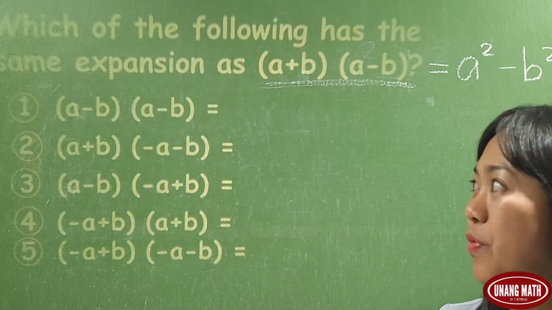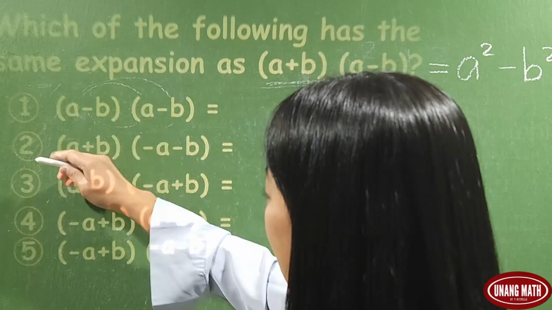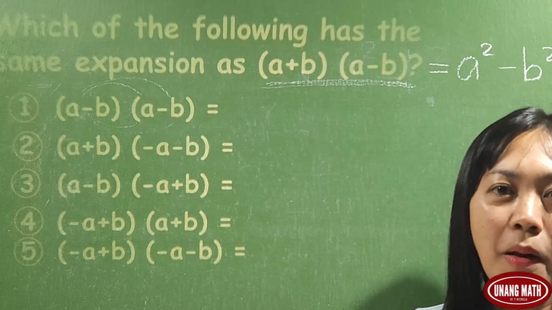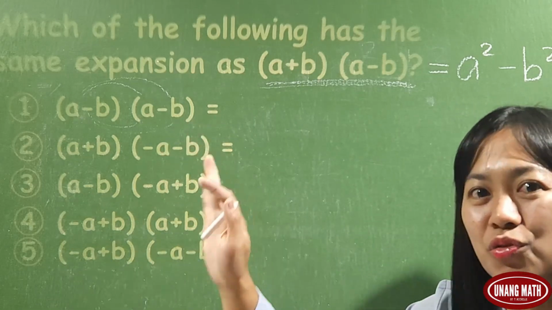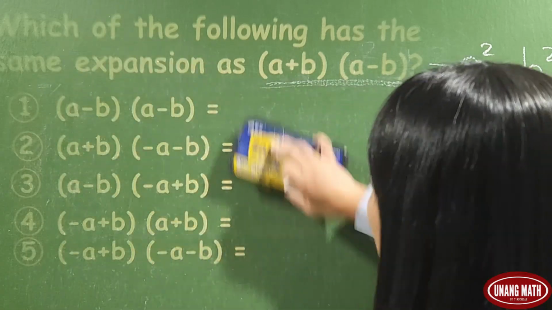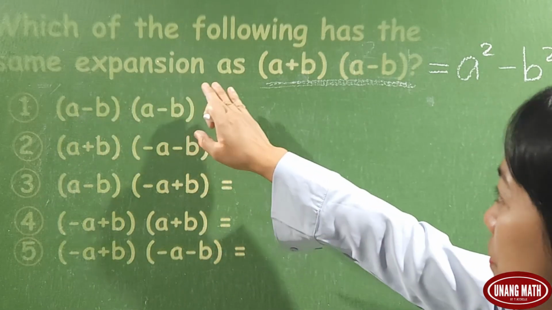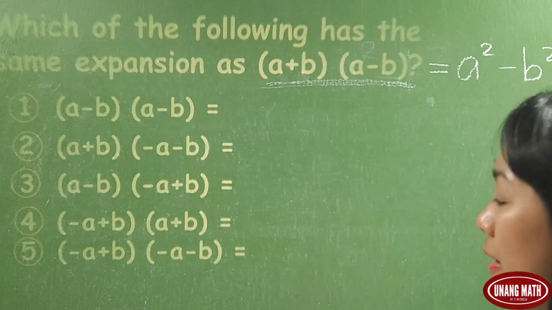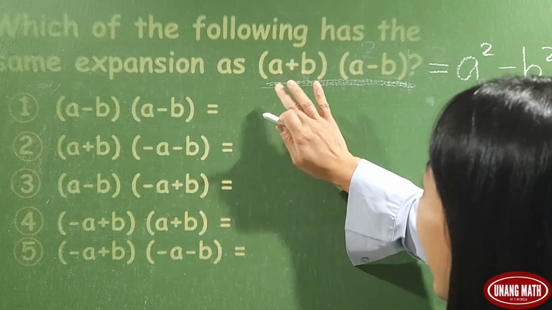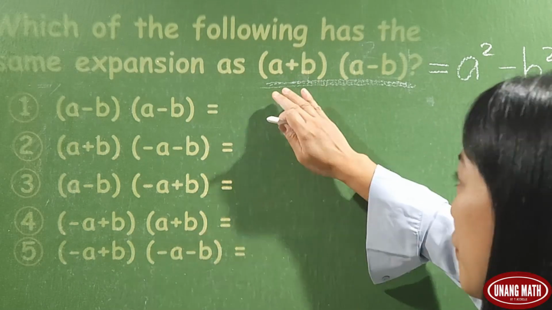So how are we going to do that? Are we going to use distributive property in each given? Okay, we are not going to use the distributive property because it's going to take us too long if we will do that. So to find out which of the following has the same expansion as this one, what we're going to do here is we will check the sign of each number or variable.